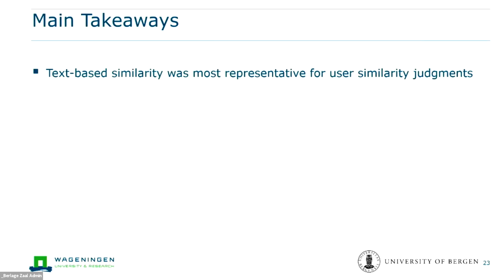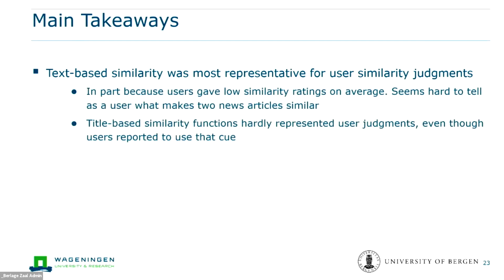So that's what I wanted to tell you. Let's summarize the main takeaways. Text-based similarity was found to be the most representative for user similarity judgments in news. We think it's in part because users gave low similarity scores on average, and it seems a bit hard for a user to tell what makes two news articles quite similar. A lot of approaches have always focused on recency, but we didn't find much evidence that the date of the news article was important here.